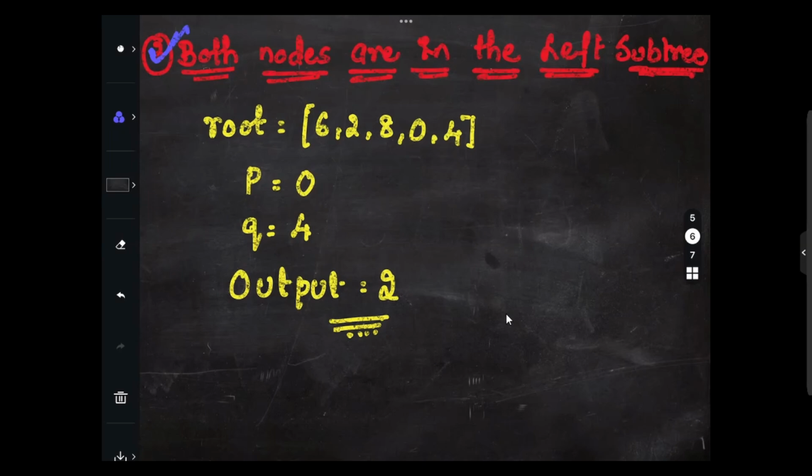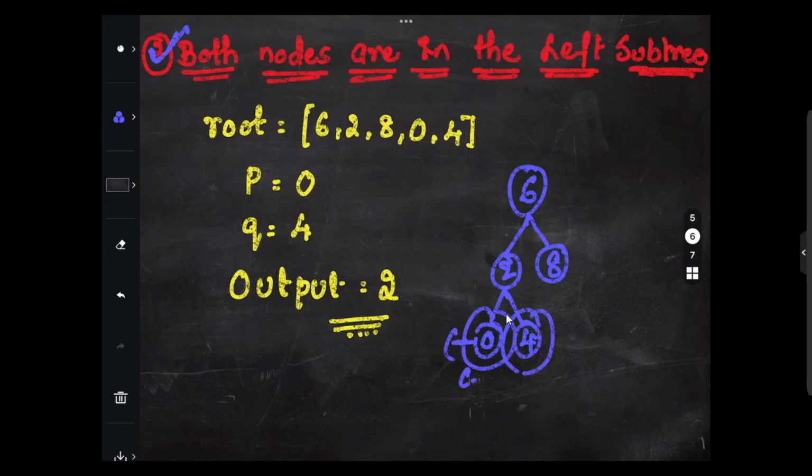Both nodes are in the left subtree. Both nodes are in the left subtree here, right? So here in this case, 6 to 8, and we'll consider 0, 4, right? Both nodes are in the left subtree here. You can clearly see both the nodes are in the left subtree. This one we are speaking of, right? 0, 4. So the LCA of these two nodes will be quite obviously 2. So here the output will be 2.